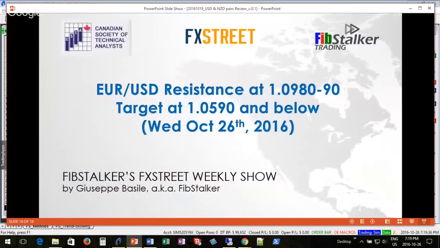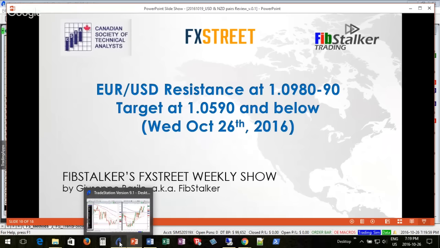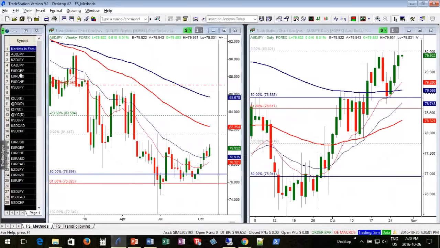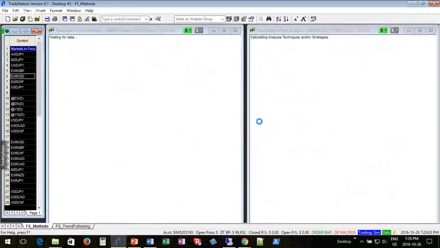Let's start now the second part. In this next section, I'm going to review the euro yen, and it has resistance at 109.80 to 109.90, and I see a target in this market at 105.90 and below. So if the price gets to 109.80, there's going to be a great opportunity to trade this market. So let's review the chart and see what this market is actually doing.